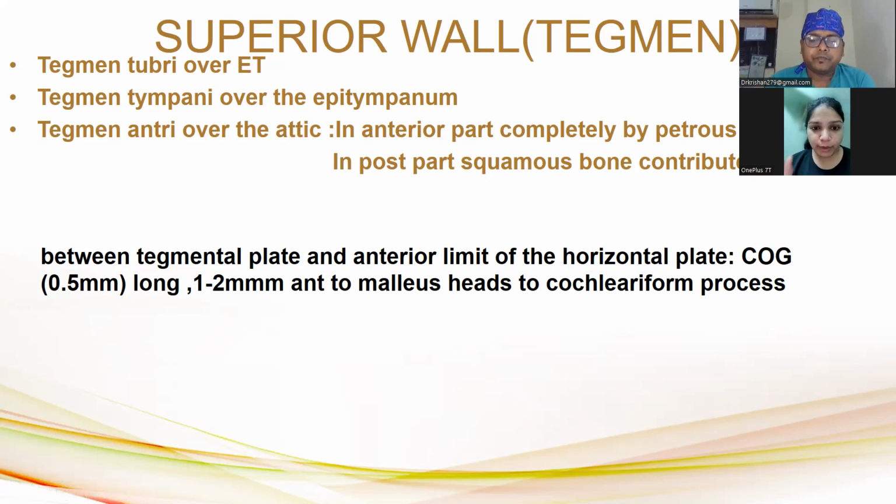The cog is a very important area. It is 0.5 mm long, 1 to 2 mm anterior to the malleus head, heading to the cochleariform process. This is very important because this cog area is a bony extension from the upper part, that is from the petrous part of the temporal bone, and it divides the upper epitympanum into anterior and posterior parts. So it is very important to know, and it is also a very common viva question: what is the cog and what is its importance. So please take a note of this.